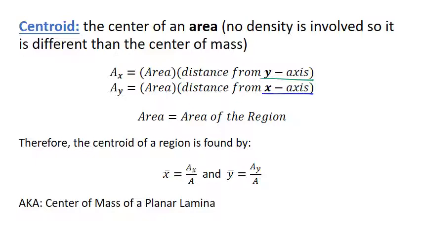So the centroid of a region is found by this here. x bar is found by taking a sub x divided by the area of the region, and y bar is found by taking a sub y divided by A. Sometimes this is referred to as the center of mass of a planar lamina.